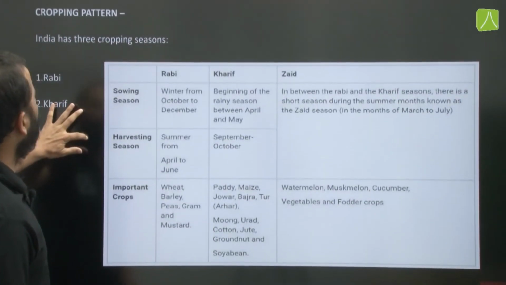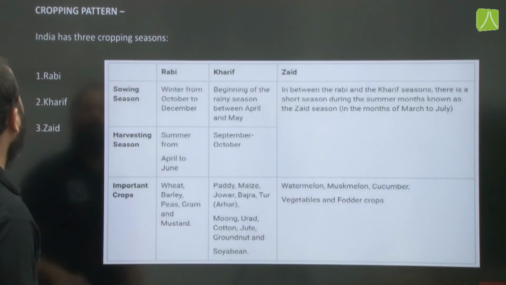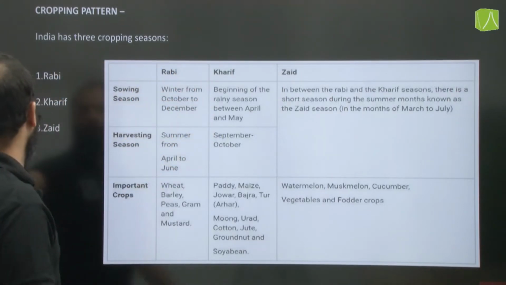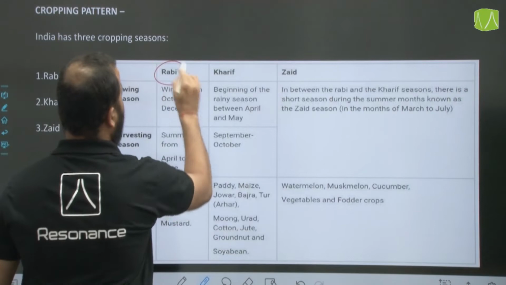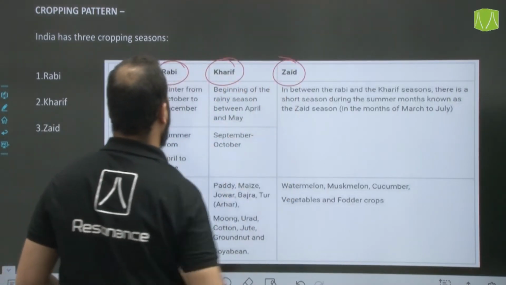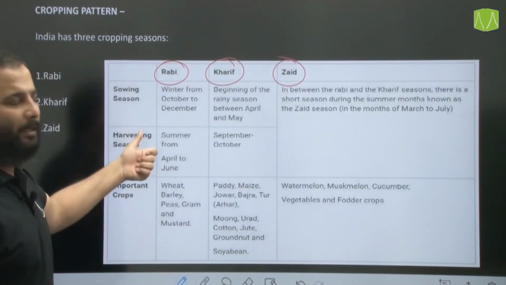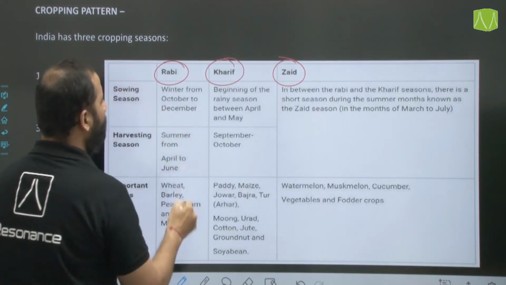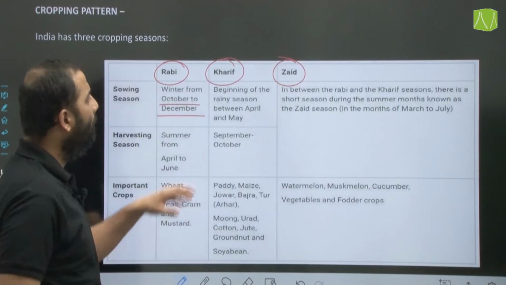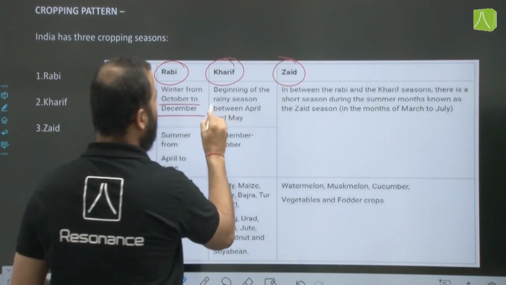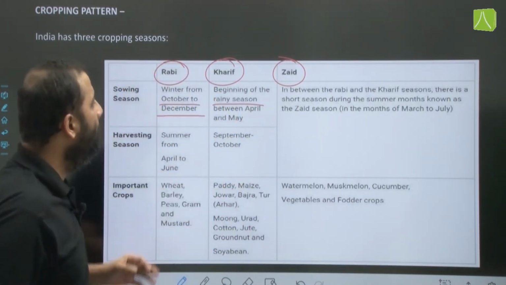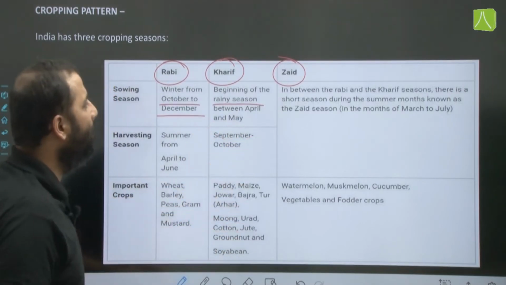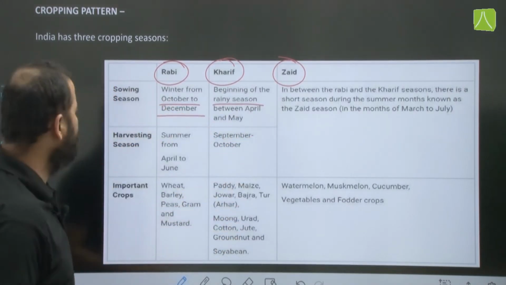Now, coming to the cropping pattern, India has 3 cropping seasons: Rabi, Kharif and Zaid. All right. Now, for Rabi, the sowing season is winter, that is from October to December, and for Kharif it is the beginning of the rainy season, that is between April and May, and Zaid is a short season between the Rabi and Kharif seasons.